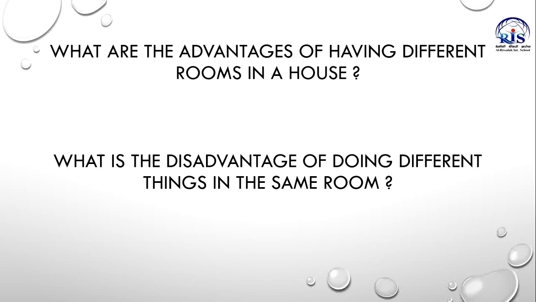So for example, the advantages of having different rooms in a house, let us say, we can have different functions or activities that people can focus on in each room. But the disadvantages, some activities such as watching TV or playing games, interfere with other activities such as sleeping or studying. So these are some disadvantages.